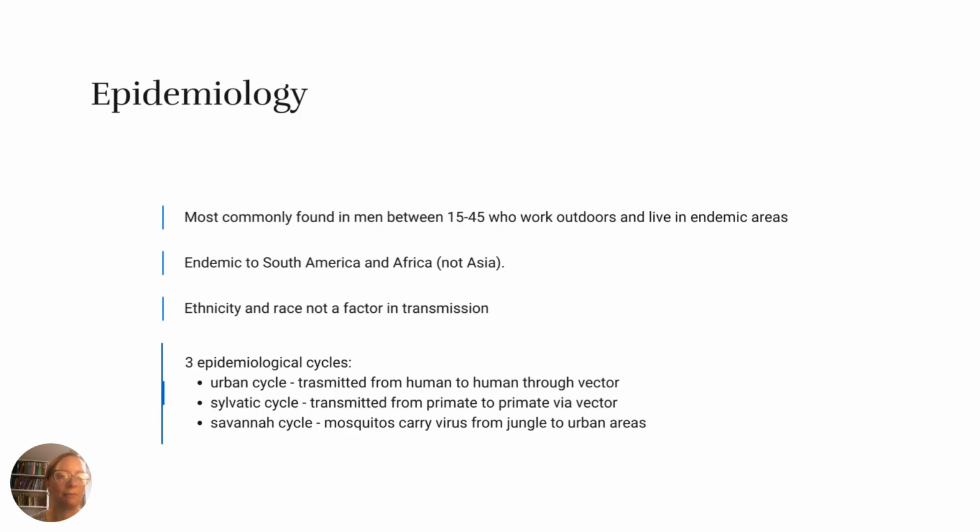And there's 3 epidemiological cycles. The first cycle is the urban cycle. So that's where we're seeing yellow fever transmitted from person to person through mosquito vector. The second cycle is the sylvatic cycle. And that is when it's transmitted from primate to primate through a mosquito vector. And the third cycle is the savanna cycle. And that's that cycle that makes that connection between the primates in the jungle, mosquitoes carrying the virus from the jungle to the urban areas. So from the primate to the human.